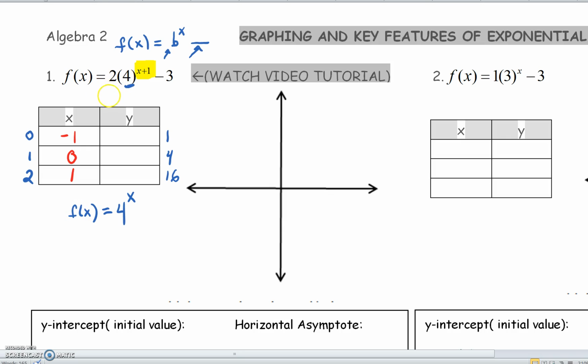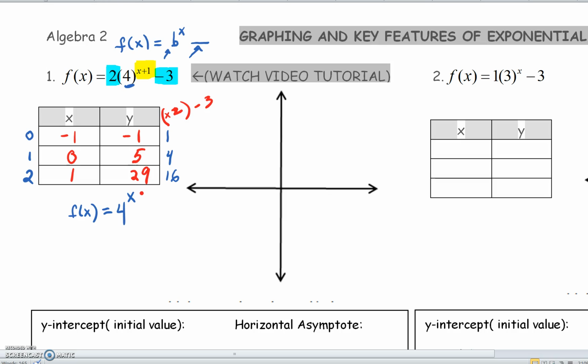For my output values, I'm doing two things. I'm multiplying by 2, and I'm subtracting 3. Now we have to follow the order of operations here, so I'm looking at my output values, and I'm going to multiply by 2, and then I'm going to subtract 3. So 2 times 1 is 2, take away 3, I have negative 1. 4 times 2 is 8, take away 3, I have 5. 16 times 2 is 32, take away 3, I have 29.